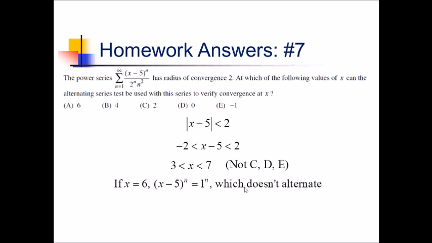That doesn't alternate. So although you might be able to prove that we're converging at 6, you won't be able to do it with the alternating series test. You would actually have to use something else, like perhaps a p-series or some kind of comparison test, or the ratio test maybe. However, if we plug in x equals 4, well, now 4 minus 5 is going to come out to negative 1 to the nth power. This alternates. So that means choice B is our best answer on this one.